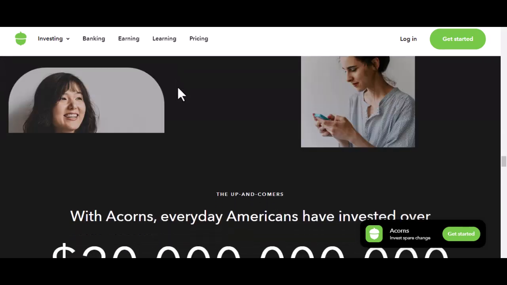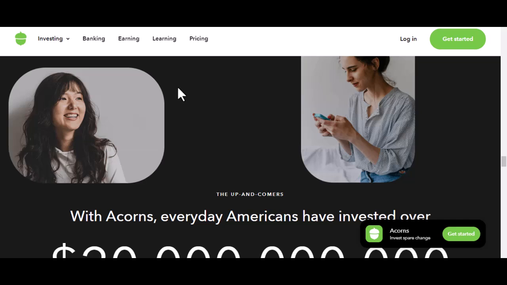Conclusion. Recap of key points: summarize the main stages of an acorn's life cycle and its importance in the ecosystem.